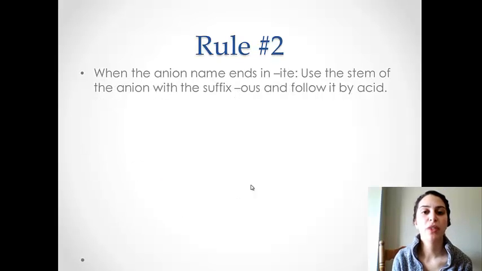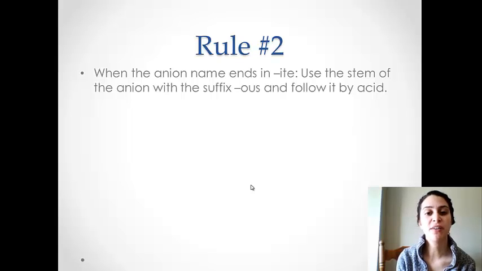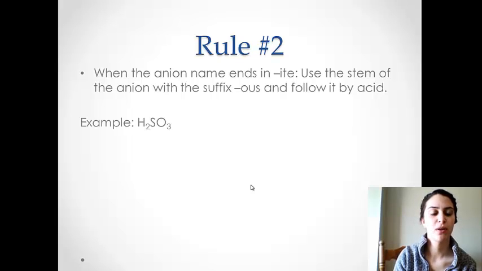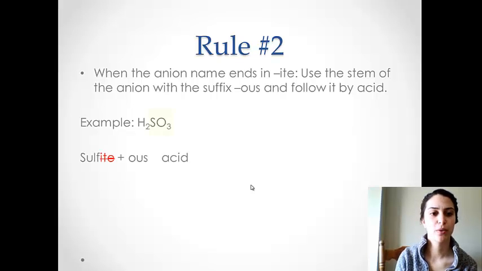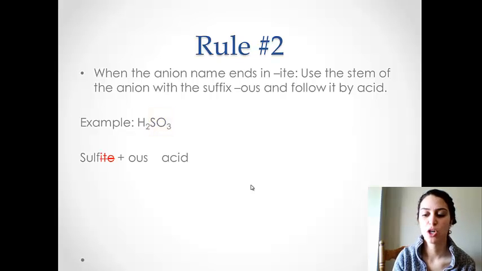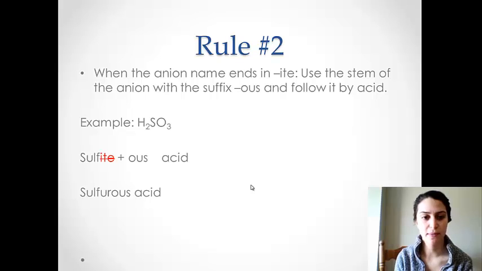Rule number 2. When the anion is a polyatomic ion and it ends in -ite, this is what you're going to do. You're going to, again, take the stem of the anion and put a suffix -ous at the end of it, and put the word acid. So let's look at an example. H2SO3. So SO3, if you look on your chart, is sulfite. We're going to take off the ending and put -ous with it, and then add the word acid. So this is sulfurous acid.